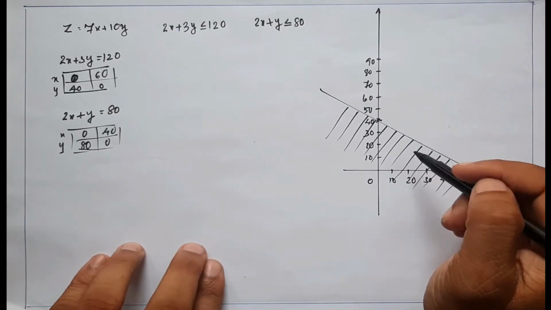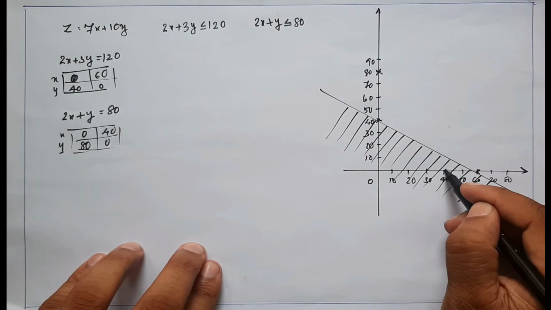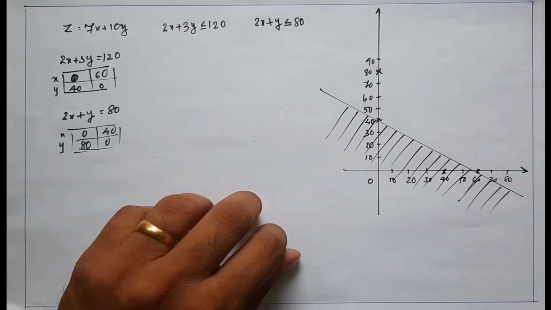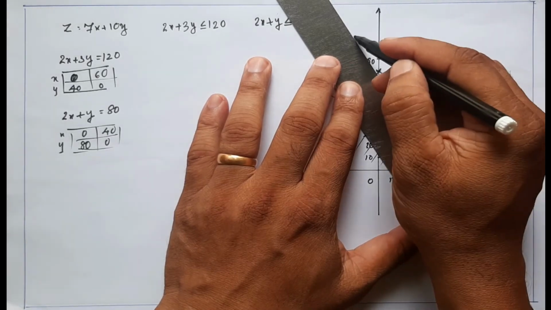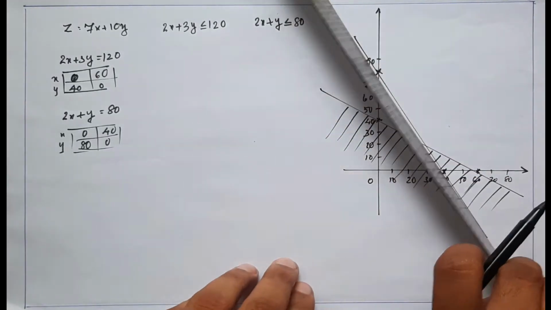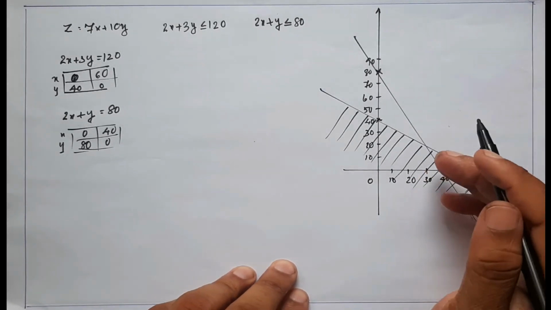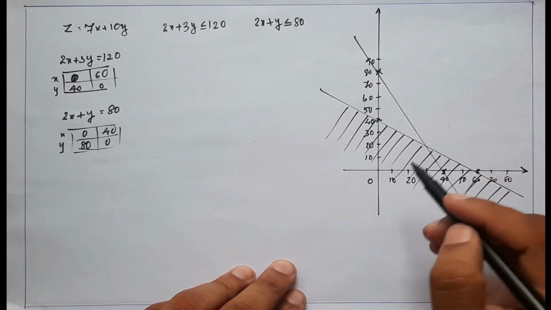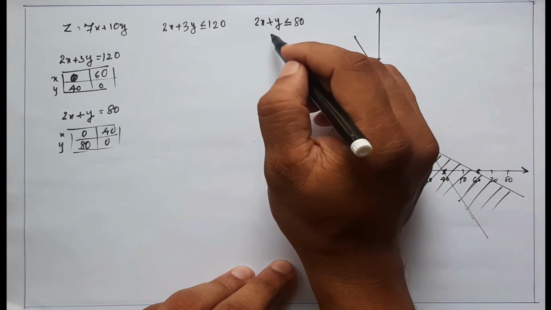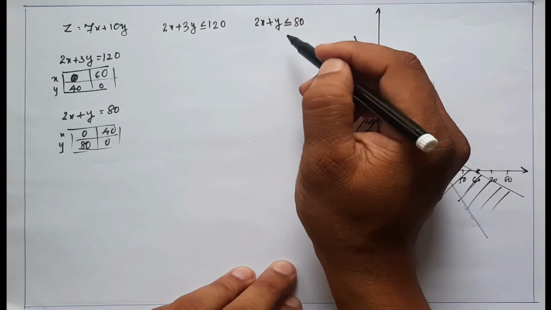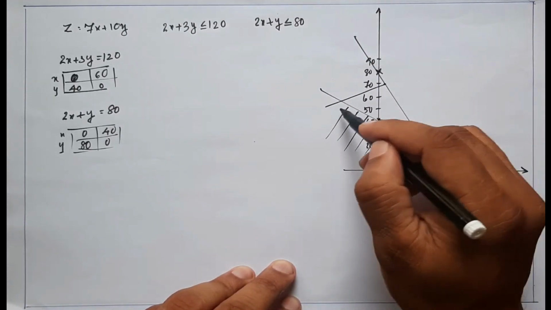Now the second line is 0, 80, and second is 40, 0. By joining these 2 points, we get another line. This portion also contains upper and lower plane. Here the origin is also in the lower plane. So now we substitute the origin into the given inequality 2x plus y less than or equal to 80. We get 2 into 0 plus 0, that is 0 less than 80, already satisfied, so the shading portion is also on the lower plane.